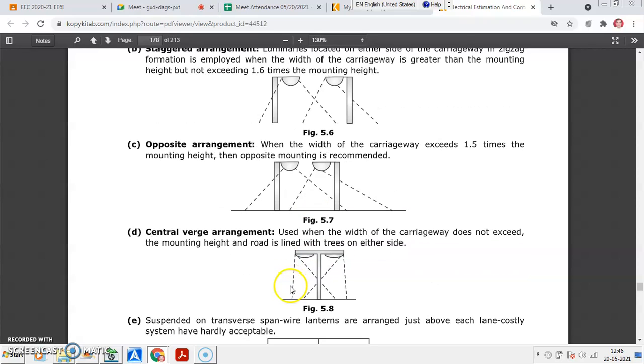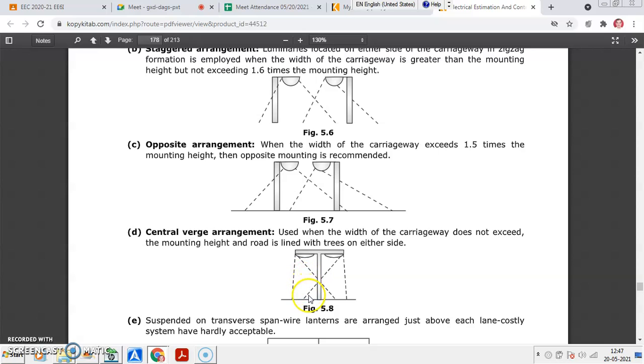Then the central verge arrangement, where the road is too wide and has a divider provided. Because you need protection for your lamp post, normally this provision is done on the divider. So the central arrangement is done.